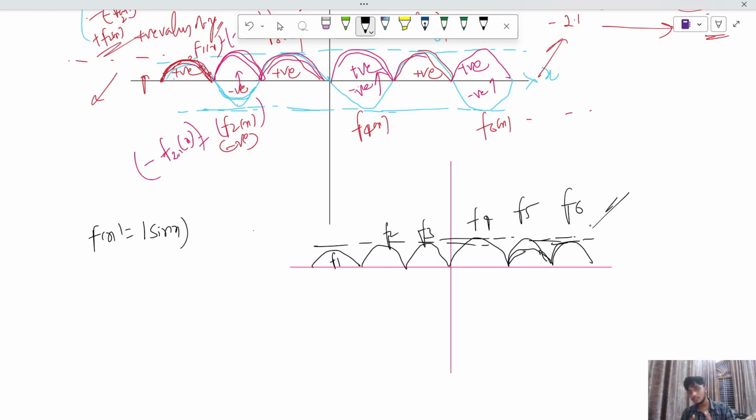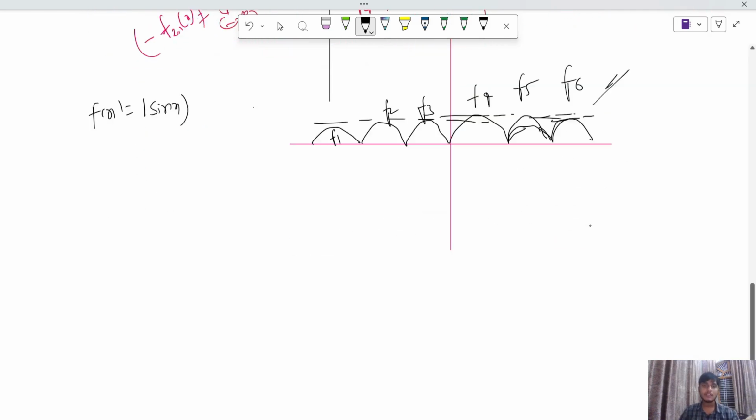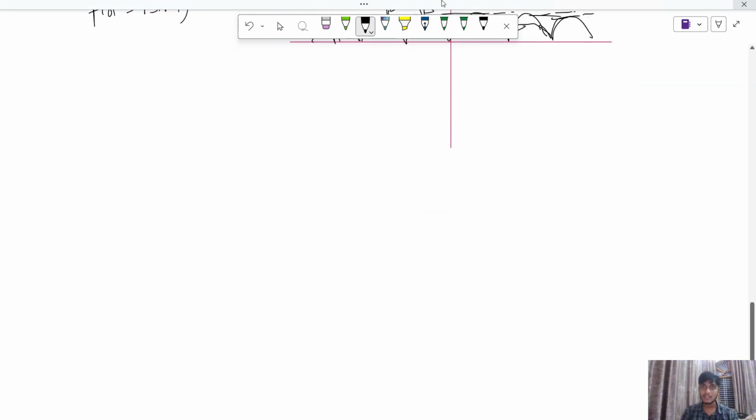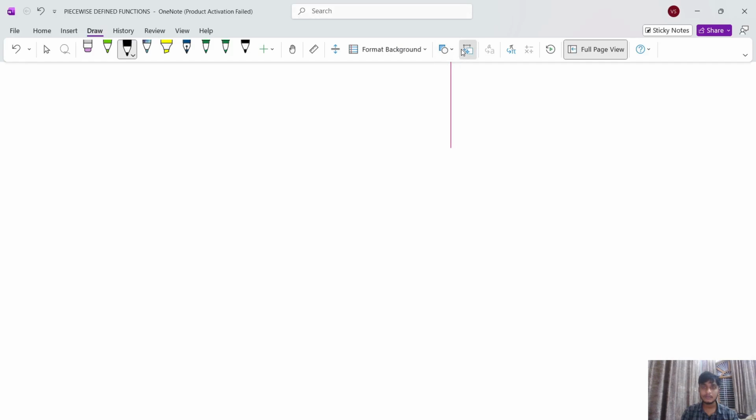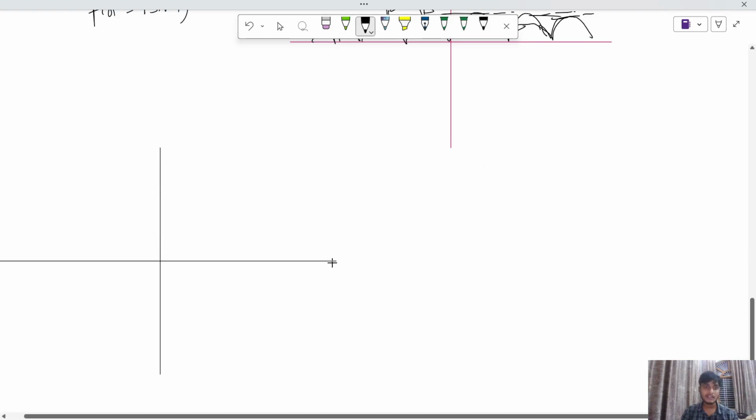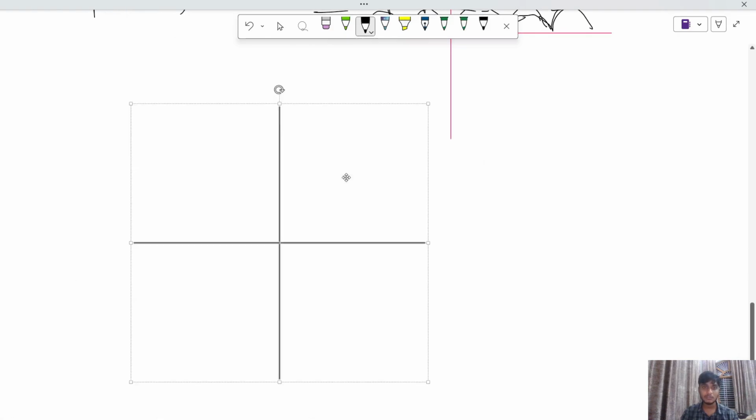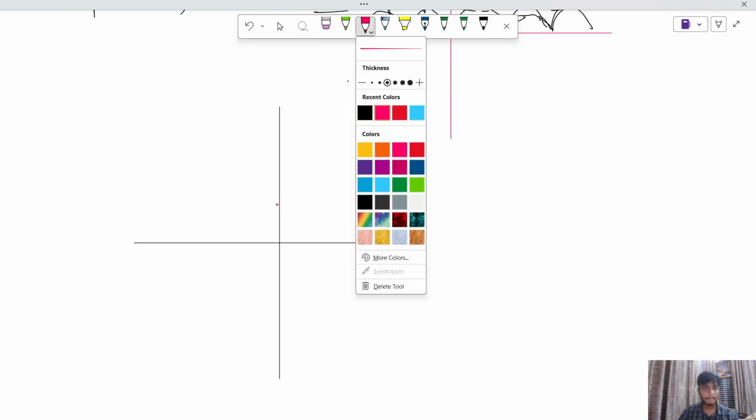It is positive, it is positive. If it is negative, make it positive. Mirror image about the x-axis to make it positive. That's simple. I'll give another function. I won't name this function. I'll give you a random function, just the shape of it. Okay, cool.